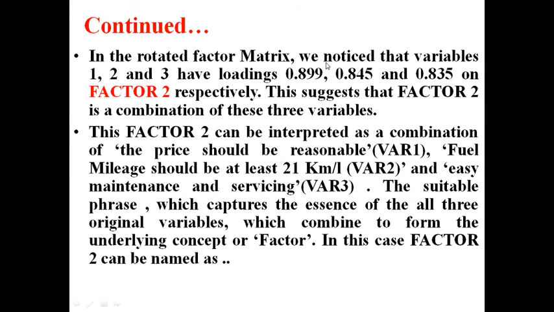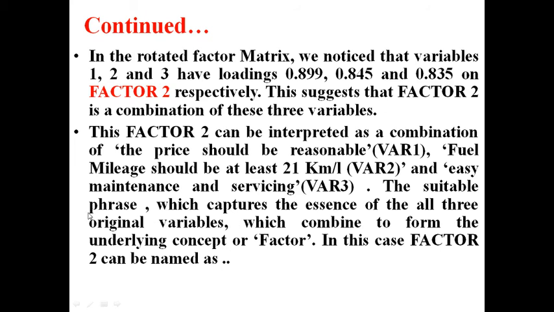In the rotated factor matrix, we notice that variables 1, 2 and 3 have loadings 0.899, 0.845 and 0.835 on factor 2 respectively. This suggests that factor 2 is a combination of these three variables. What are the three variables? The price should be reasonable, variable number 1. Fuel mileage should be at least 21 km per liter, variable number 2. And third, easy maintenance and servicing, variable number 3.